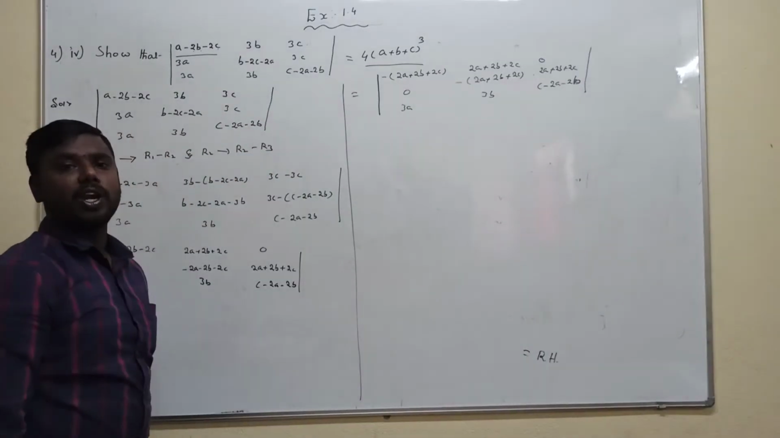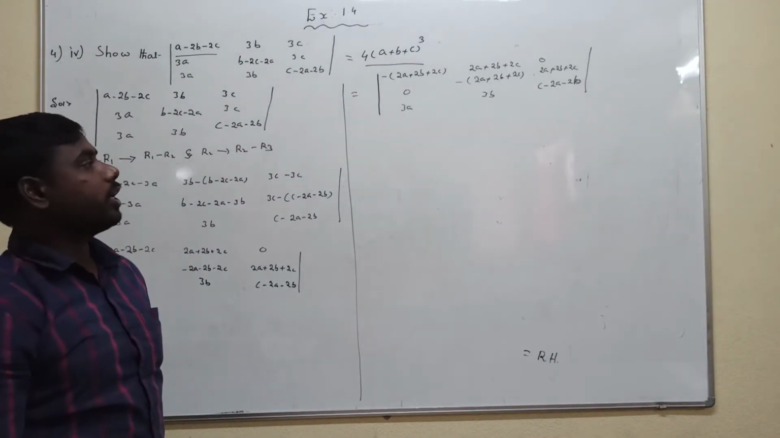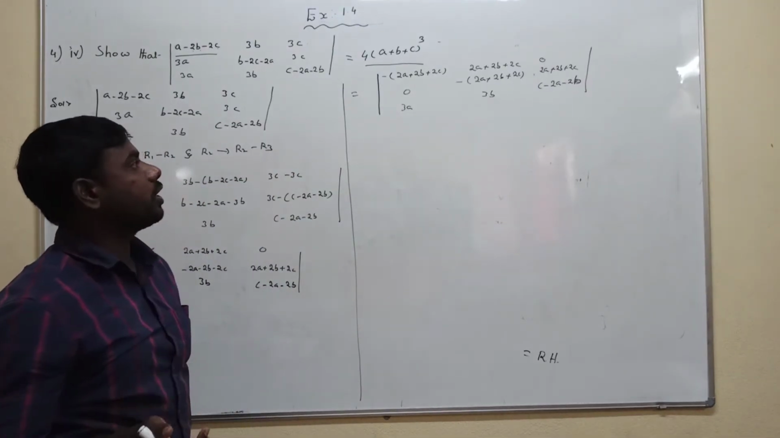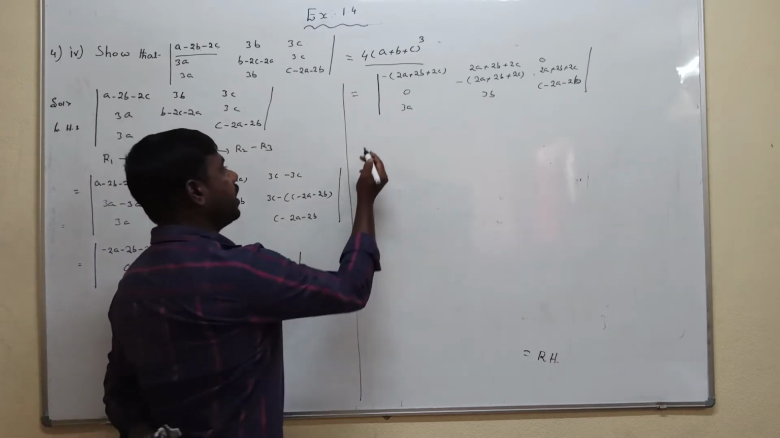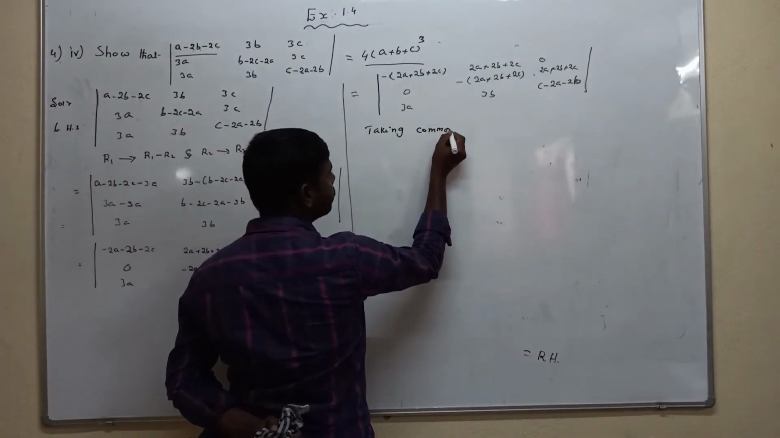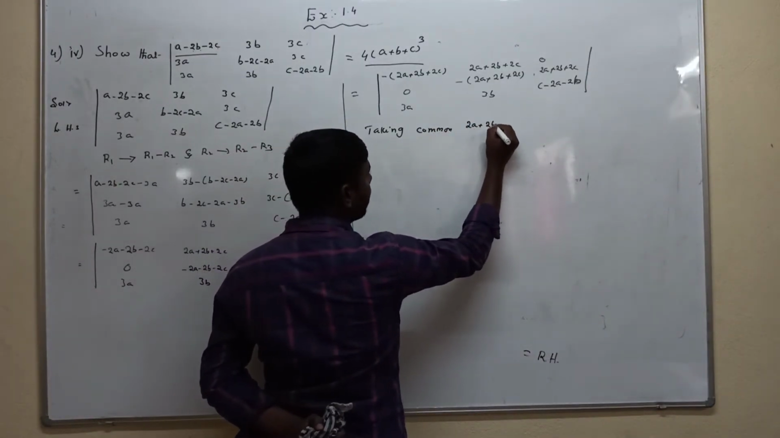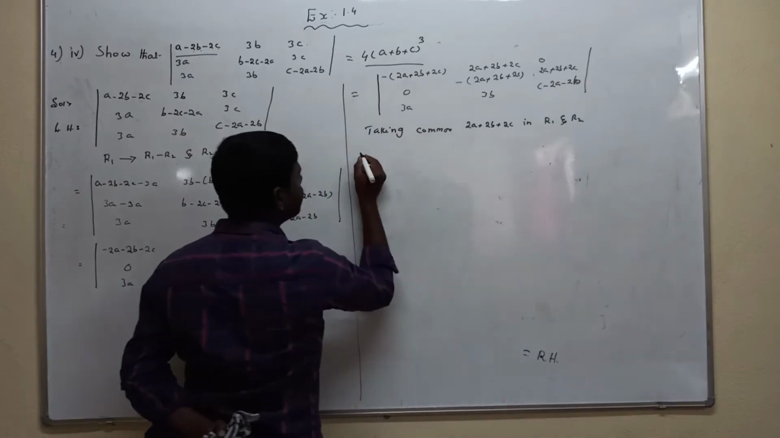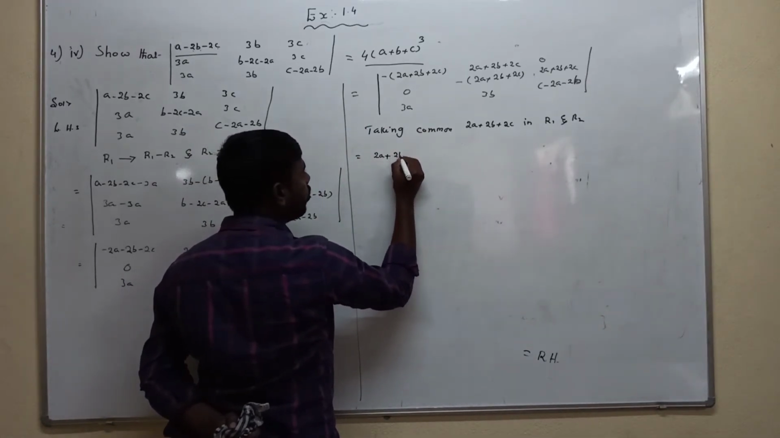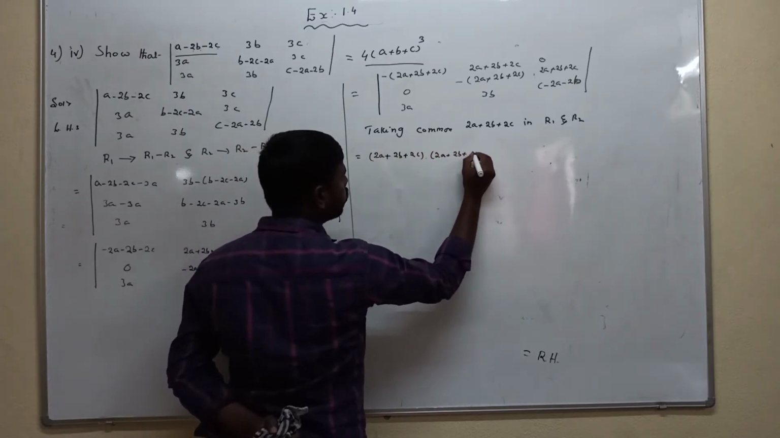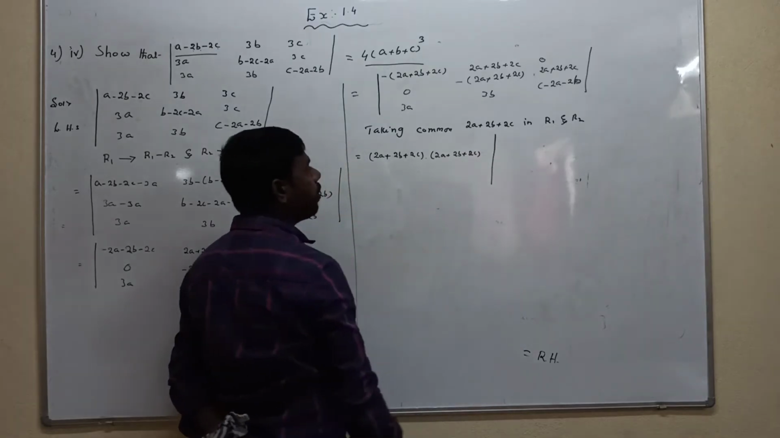Now, first row, what is the common element here friends? 2a plus 2b plus 2c is common in the first row, and 2a plus 2b plus 2c is also common in the second row. That's why taking common 2a plus 2b plus 2c in first row and second row. First row taking common 2a plus 2b plus 2c, and second row also taking common 2a plus 2b plus 2c.